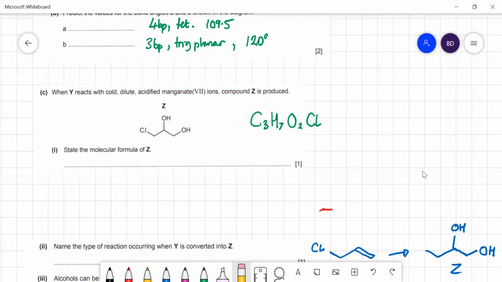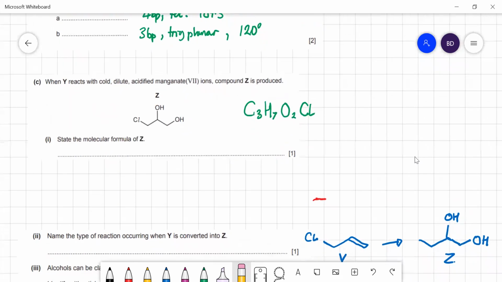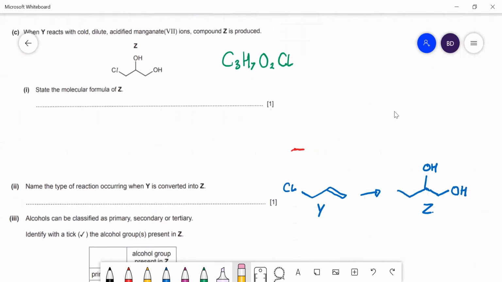Right. And name the type of reaction when Y is converted to Z. So just to remind you there, Y is converted to Z here. And of course, it is an oxidation reaction. Potassium manganate is an oxidizing agent.